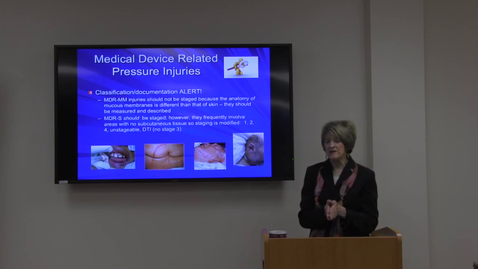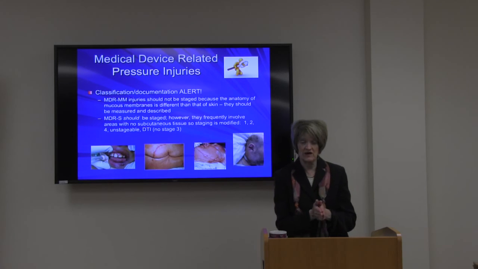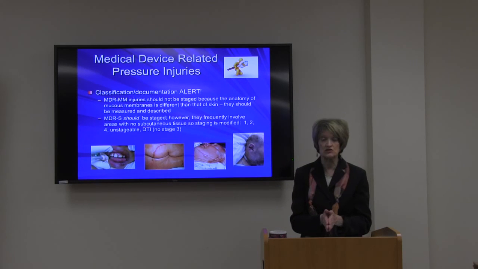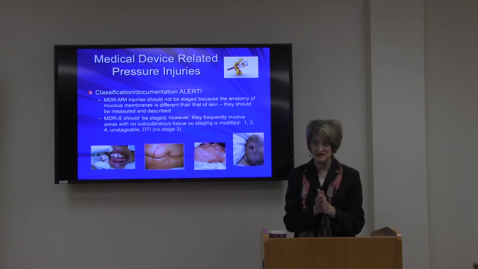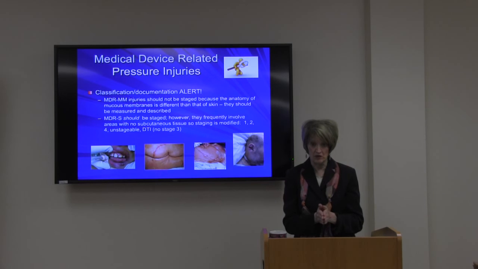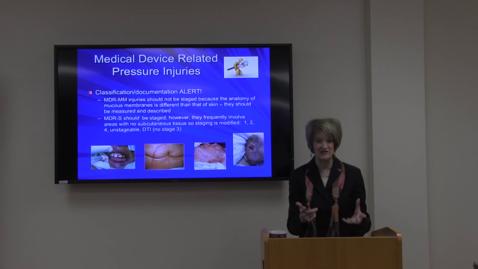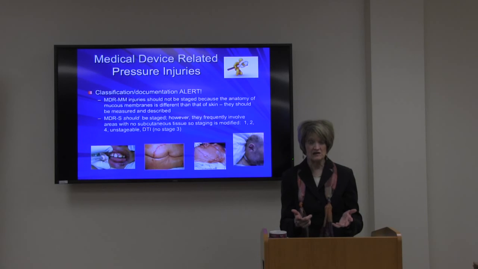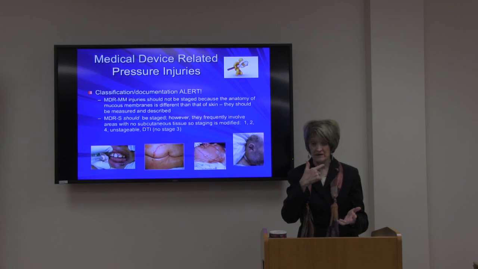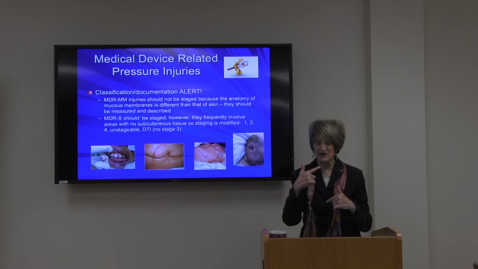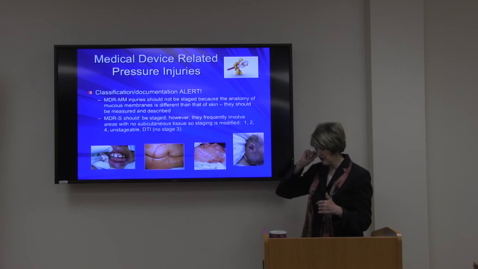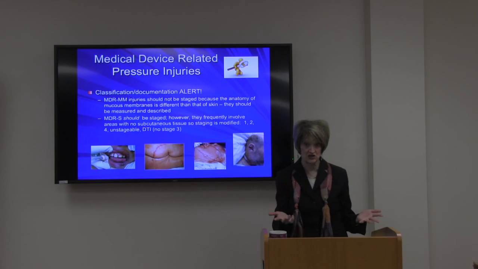You need to know some things that are different about medical device-related pressure injuries when it comes to classification, documentation, and staging. If it is a mucosal membrane wound, you do not stage it, because the anatomy of mucous membranes is different than the anatomy of the skin. So if it's oral, then you simply are going to measure it and describe it, but you will not stage it. In contrast, if it involves the skin, yes, you will stage it.